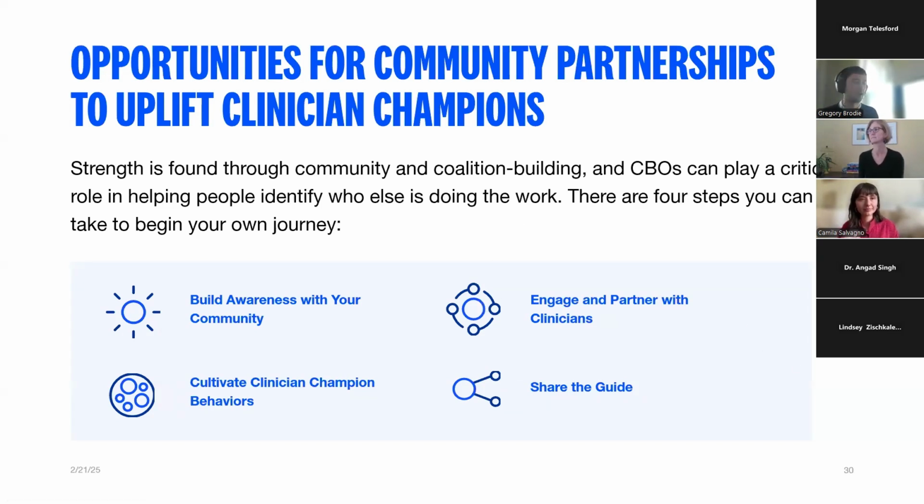So after hearing from Tammy and Dr. Singh, where we were thinking through the individual's experience within this, I just wanted to take a moment to expand the scope to think past the individual in these exchanges to build the change that we need. So within the 2-pager, it will build on the work that community-based organizations can do. We'll include that in the resources we send out: building awareness with your community, engaging and partnering with clinicians, cultivating clinician champions, and sharing the guide.